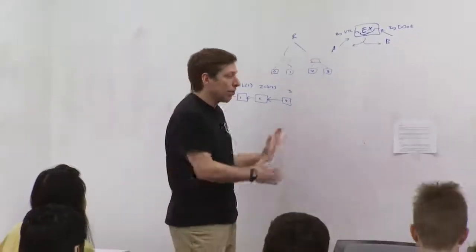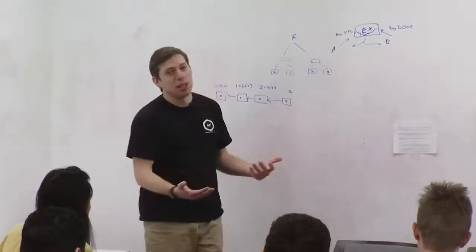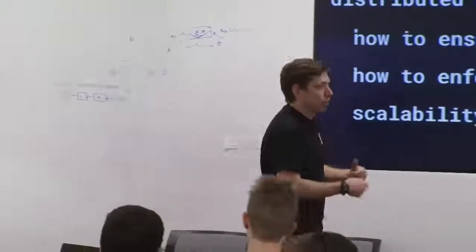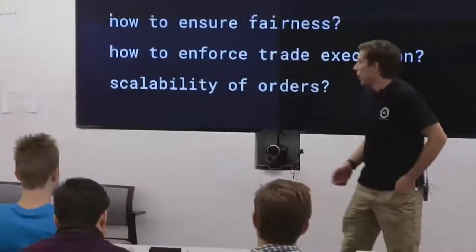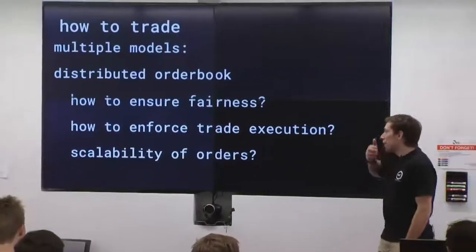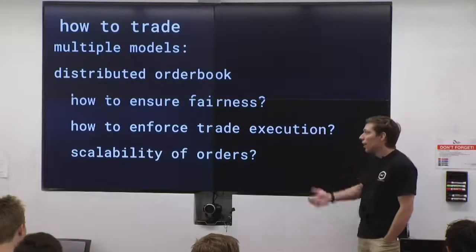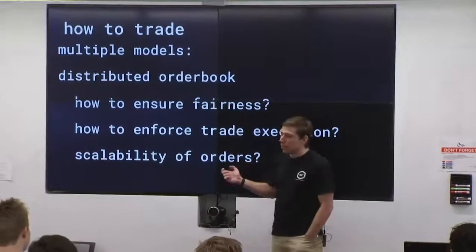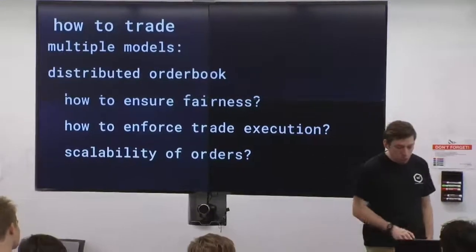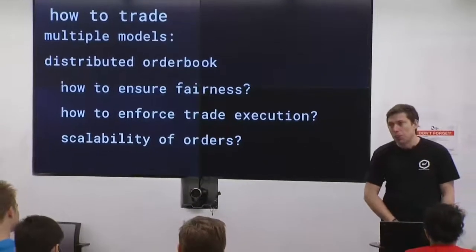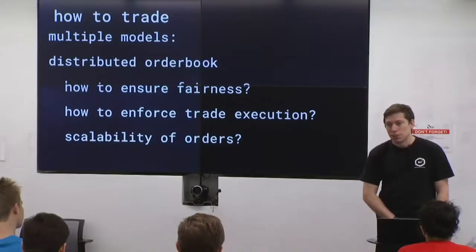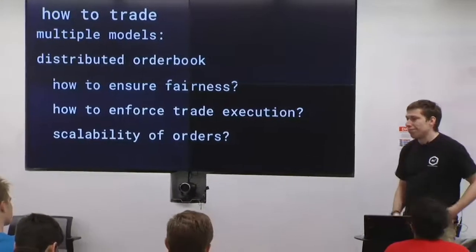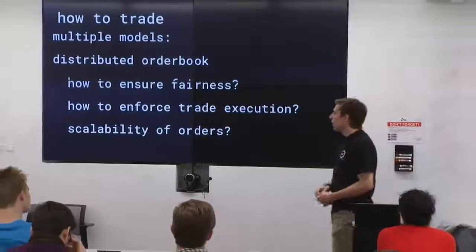The blockchain does provide ordering, but at the block level. Within a block, it's totally up to the miner. So the miners could swap things around. But yeah, how do you ensure fairness in terms of timing? How do you enforce trade execution? And probably the biggest issue for a distributed order book is just the scalability of the orders. You probably don't want to put all the orders on the blockchain, because it just ends up being a ton of data. So you have to have some kind of broadcast network where you've got these orders.